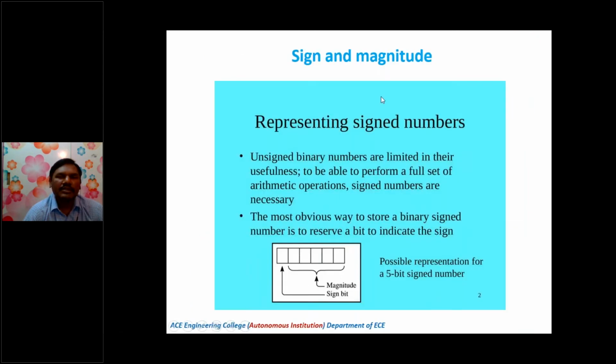Representing signed numbers using sign and magnitude. In sign and magnitude form, the last bit, the MSB, always indicates the sign bit, as we have seen in the previous example, and the remaining bits are for the magnitude of the data.